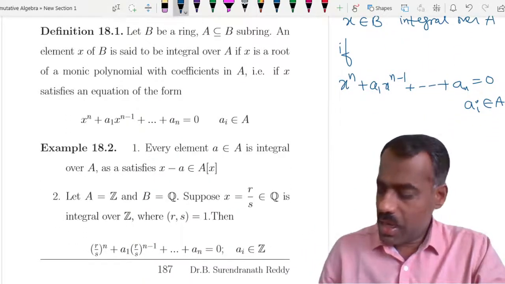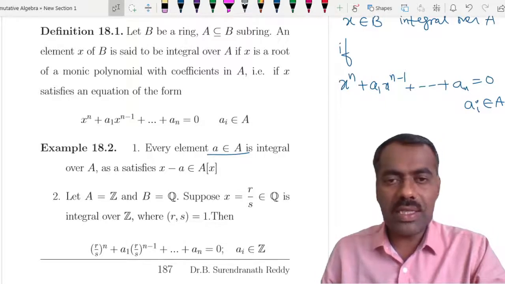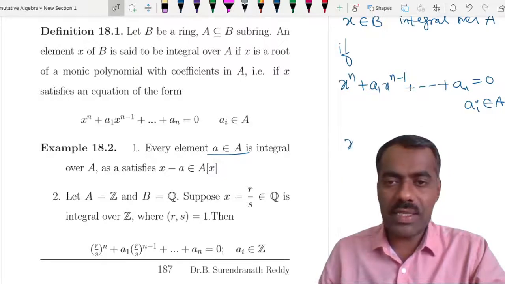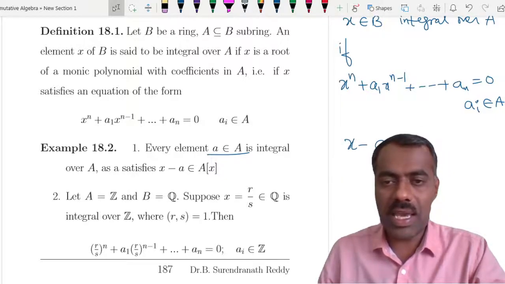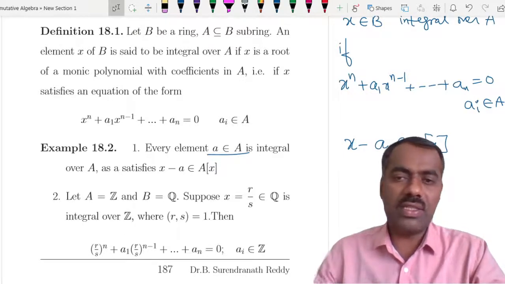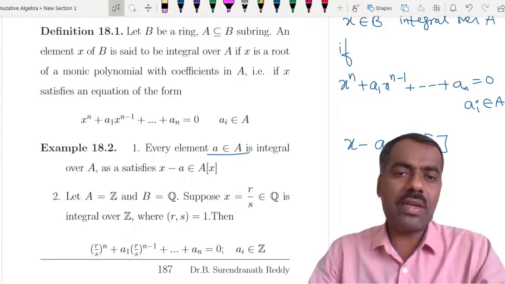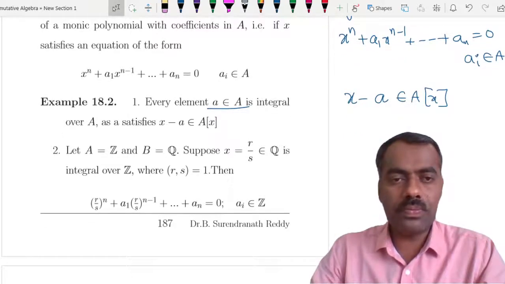Okay. We can quickly see some examples. Every element a of A is integral over A, because if you take this polynomial x minus a, this is clearly in A[x]. When you substitute a here, you get 0, right? So every element of A is integral over A.